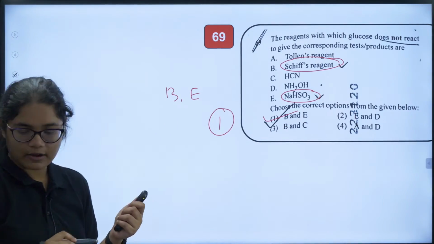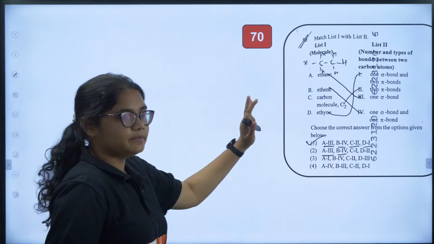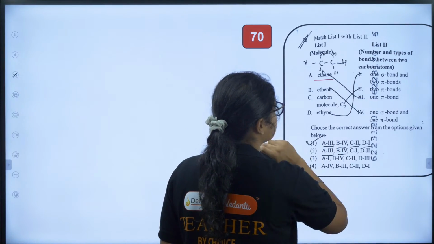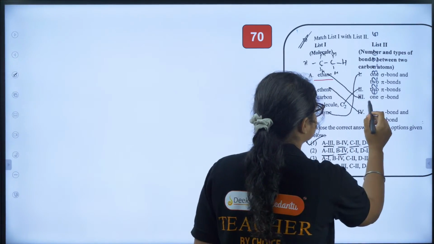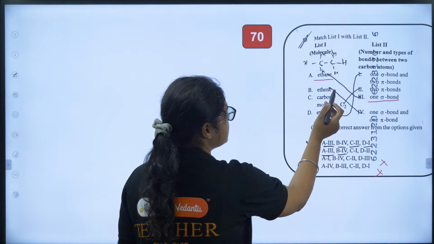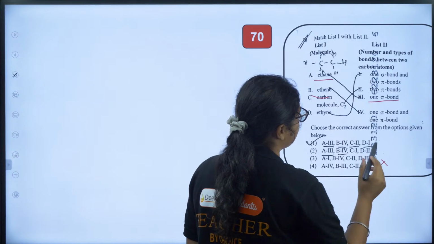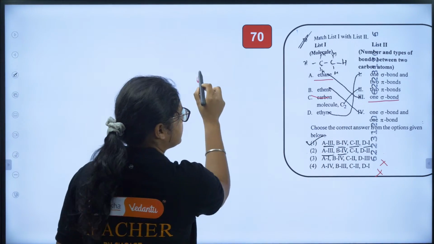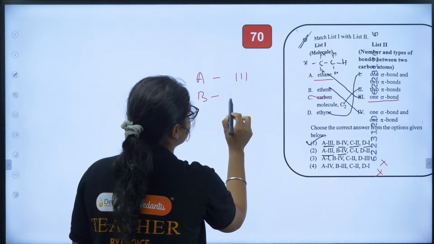Okay. Now let us see the next question. We have this one very simple question. You have to just tell about the number of bonds. So in ethane between 2 carbons there is only 1 single bond. So A has to be 3, right? So we can eliminate options 3 and 4. Now if you see the ethene molecule, in the ethene molecule there is 1 sigma bond and 1 pi bond. So B has to be 4, right? So I can write here separately, A will be 3, then B will be 4, right?